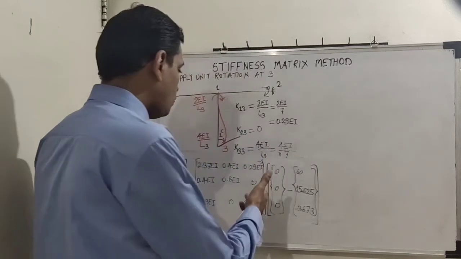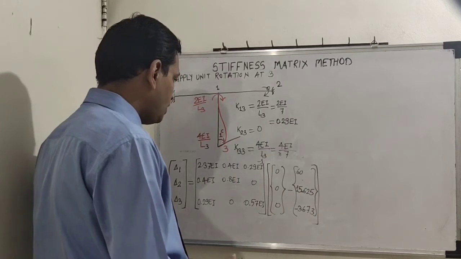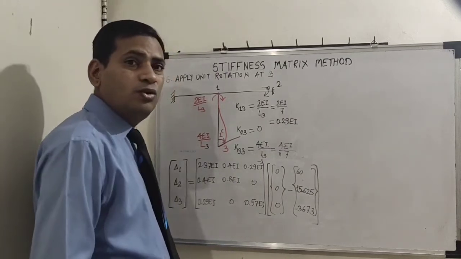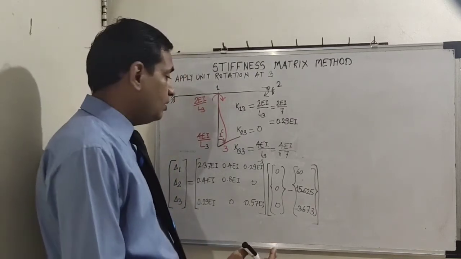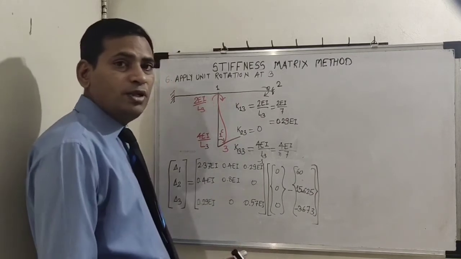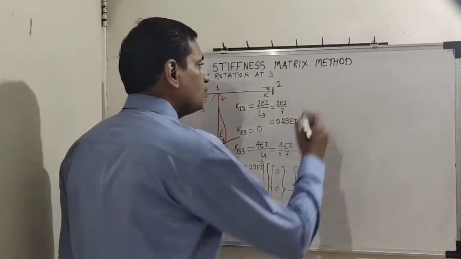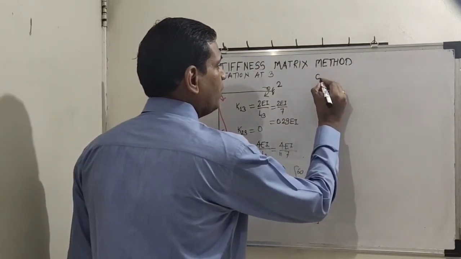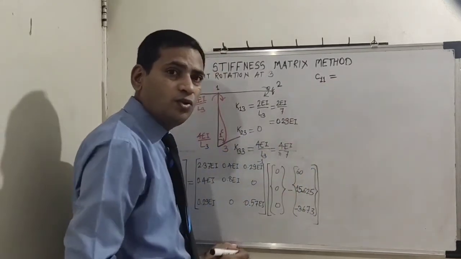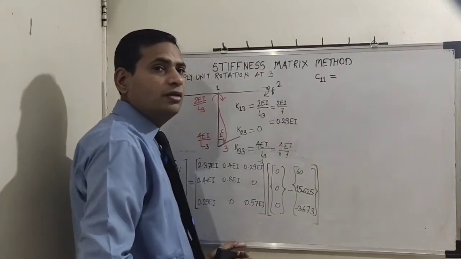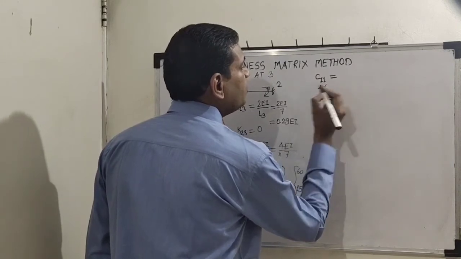Now let us solve the inverse of this matrix manually. We can solve it using a calculator also, but for those who want to know how to solve the inverse of a 3 by 3 matrix, here is the procedure. The procedure is simple, using the method of cofactors, but it is lengthy. We have to find the cofactors one by one. So C11: the first index stands for row, the second for column, I and J.